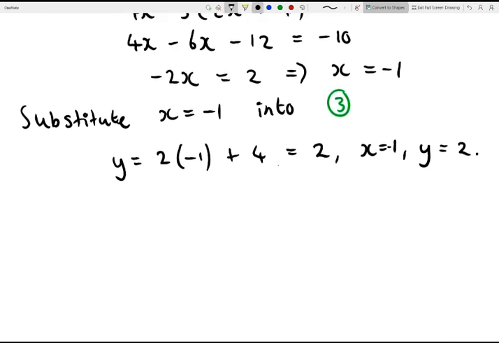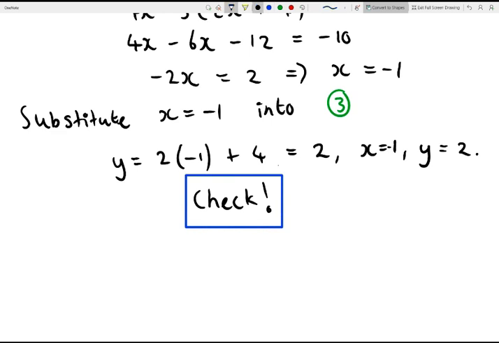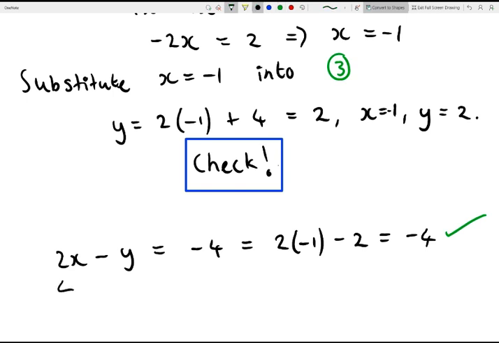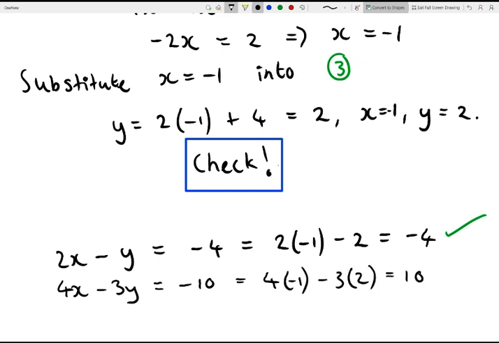Of course, this is a simultaneous equation, so we can check our answers easily. So let's go ahead and do that. The original system was 2x minus y equal to minus 4. We've got x to be minus 1 and y to be 2. So this is actually minus 4. And the other equation was 4x minus 3y is minus 10. So that's 4 times minus 1 minus 3 times 2, which is minus 10. So both of those are correct.